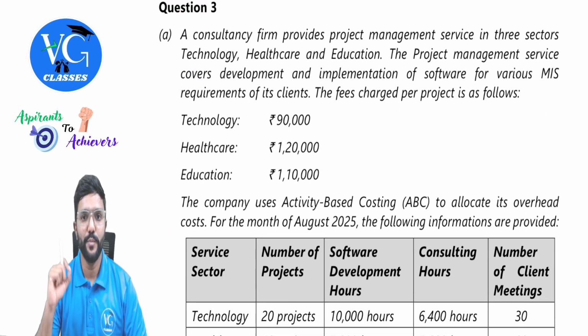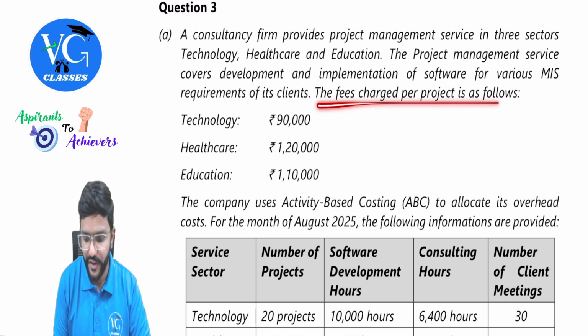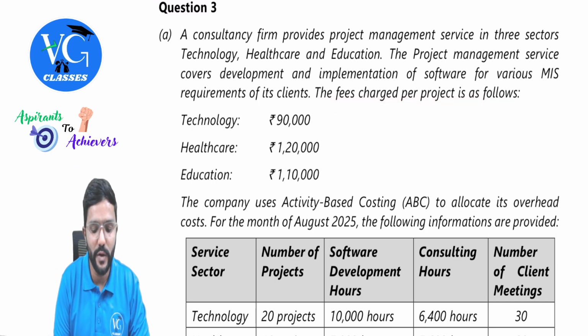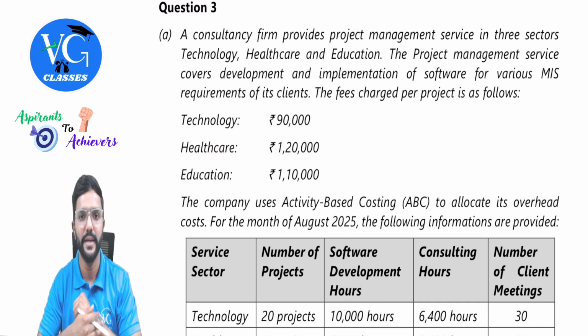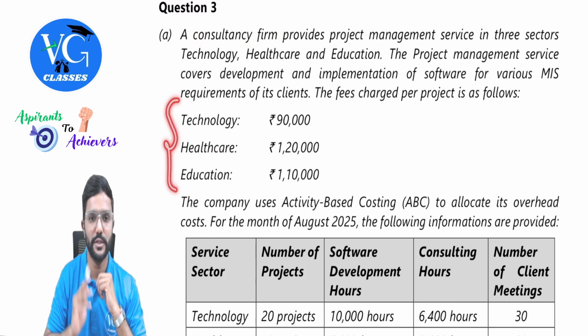A consultancy firm provides project management service in 3 sectors, that is technology, healthcare and education. The project management service covers development and implementation of software for various MIS requirements of its clients. The fees charged per project is as follows. Technology 90,000, healthcare 1,20,000 and education 1,10,000. Guys, these are nothing but cost objects. That is the product or service which is provided by the consultancy firm. So we can call this a cost object in simple terms.